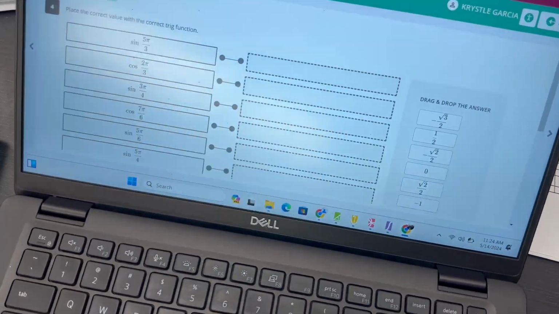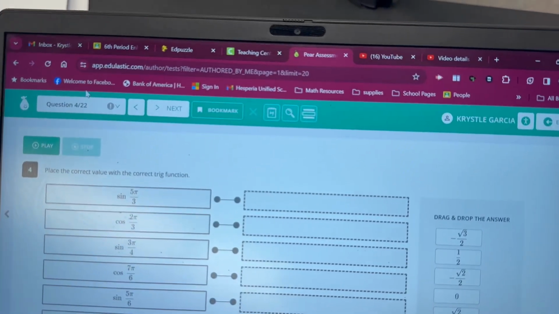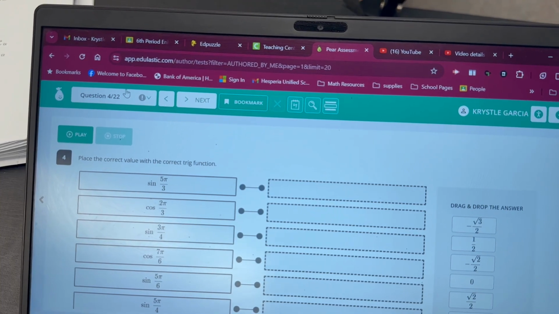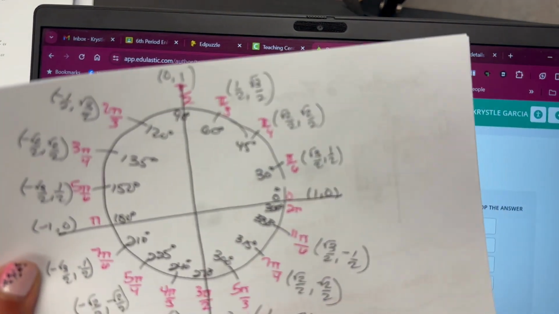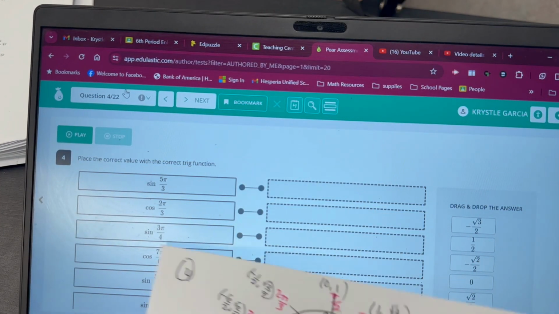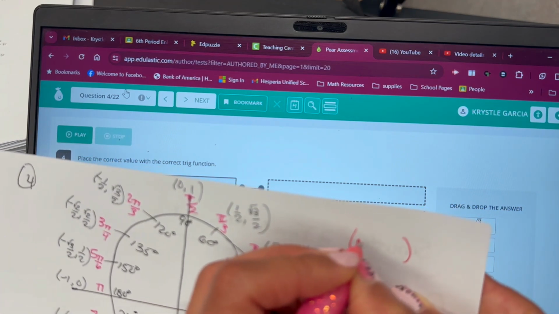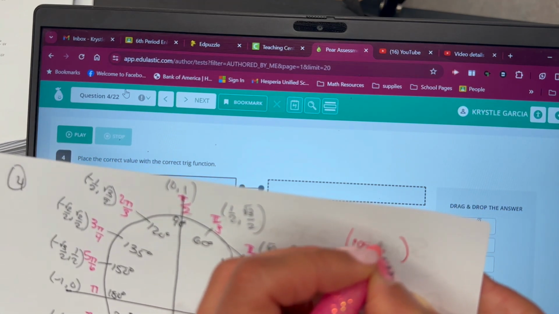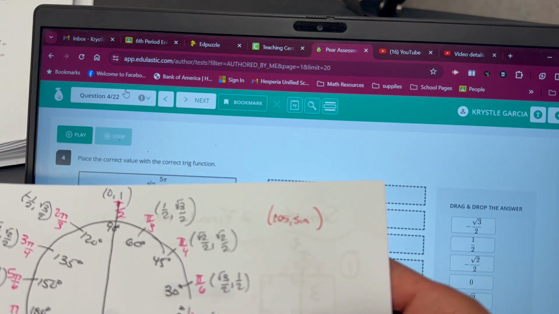Okay, because it was drag and drop. And yeah, here we go. So first one is sine of 5 pi over 3. So on my unit circle, 5 pi over 3 is right here. And maybe we should add to our unit circle diagram here that in an ordered pair, cosine is x, sine is y. Some of you guys have been switching that. Cosine is x, sine is y.